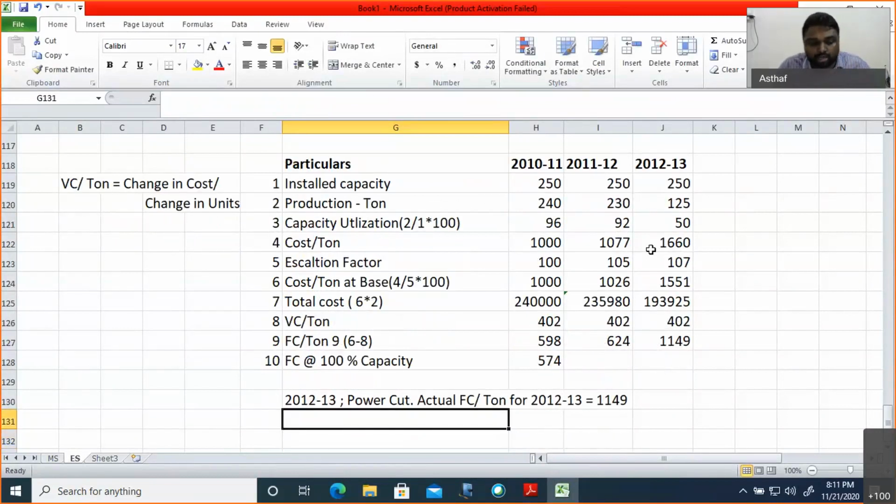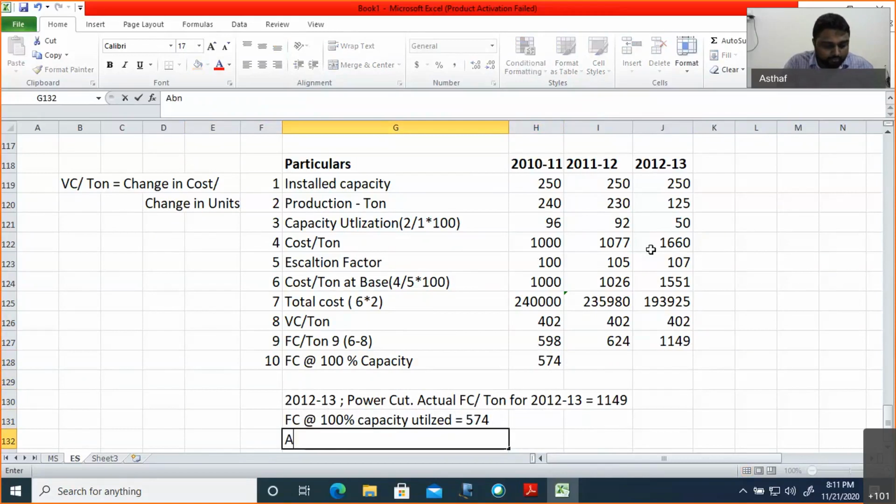We have done the apportionment. See, we got the total fixed cost. We got it at 100%. It will come down. So what is the fixed cost at 100% capacity utilization? If the capacity is utilized 100%, we have found the fixed cost. It will be 574. So what will be the abnormal fixed cost, which will be 1149 minus 574, which is equal to 575.